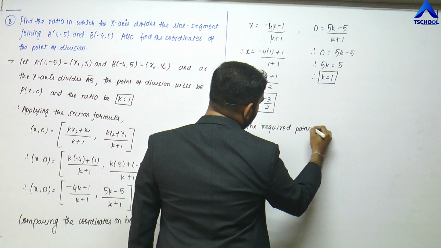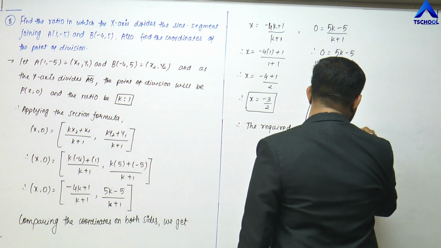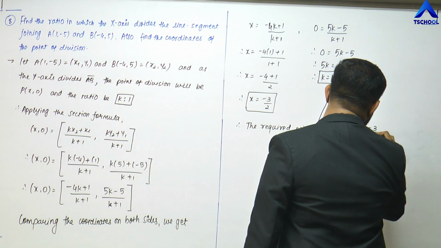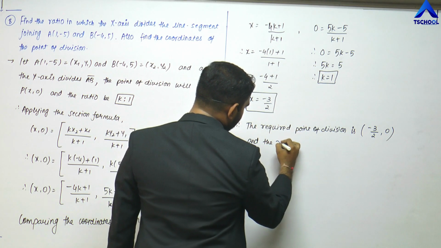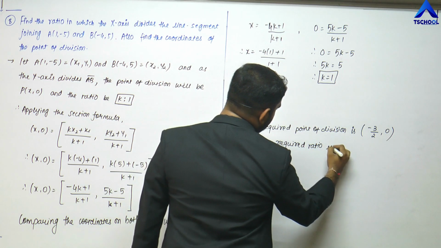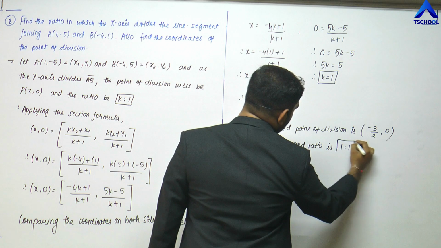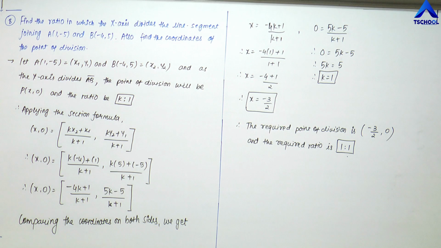Therefore the required point of division is minus 3 by 2 comma 0, and the required ratio is 1:1. So the required point of division on x-axis is minus 3 by 2 comma 0, and the required ratio is 1:1. Okay friends, so that's it about this sum here.